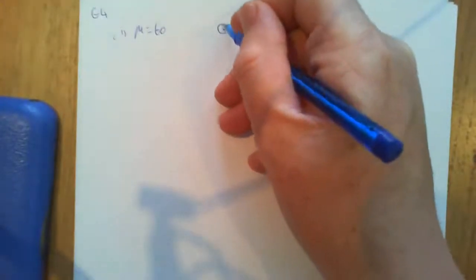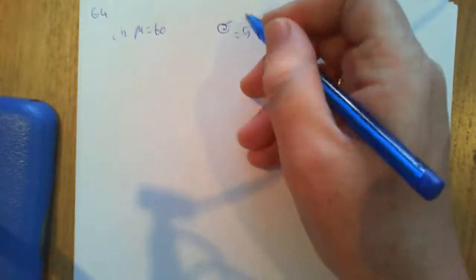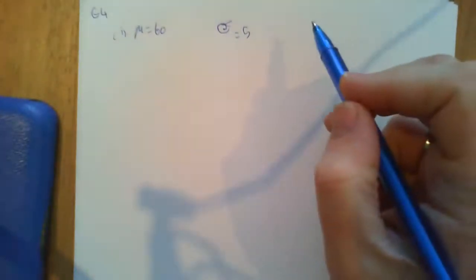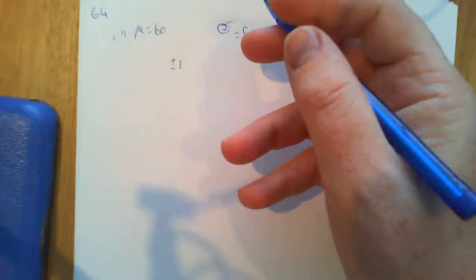A normal distribution has a mean, a mu of 60. It's question 4. Part 1 has a mu of 60 and a standard deviation, a sigma, I'm never going to draw on that, of 5. Find the range in which 68% of the distribution lies. Okay, so let's think about it for a second. 68% of the distribution is one standard deviation either side. So it's plus or minus 1.